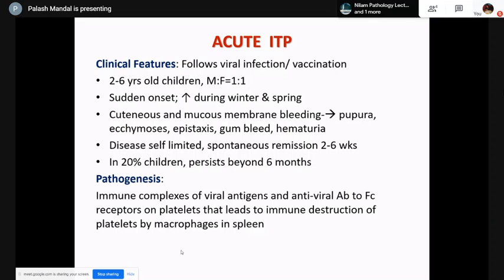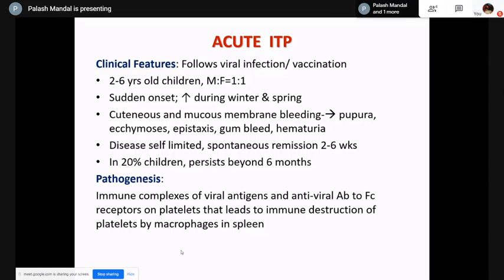Now the disease can be self-limited. That is the good part about acute ITP. It is usually self-limited and remission occurs between 2 to 6 weeks. 6 weeks is 1.5 months. So we told you that acute ITP has a shorter duration, that is less than 3 months, and the disease is self-limited. However, in 20% of the children the disease may persist beyond 6 months and may go towards chronicity.